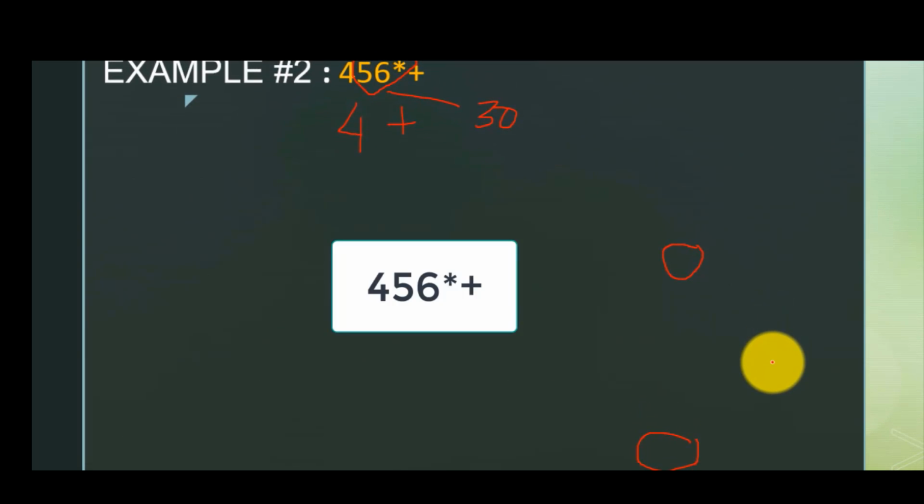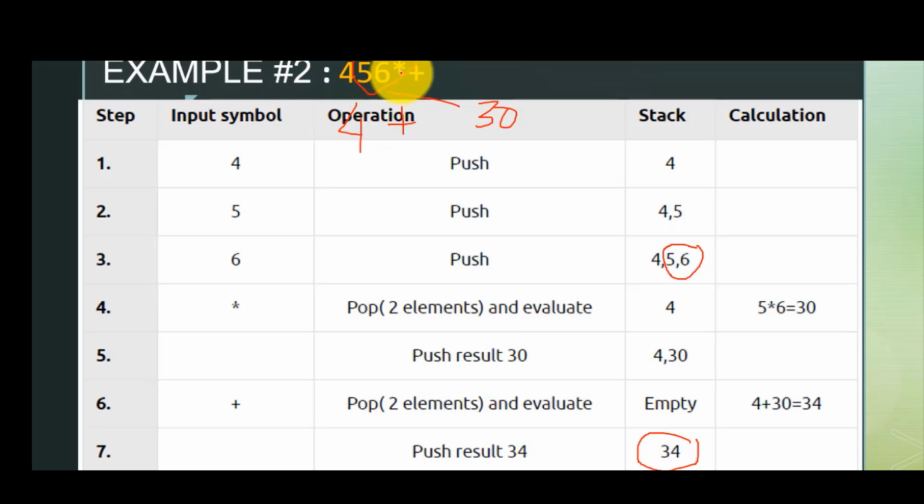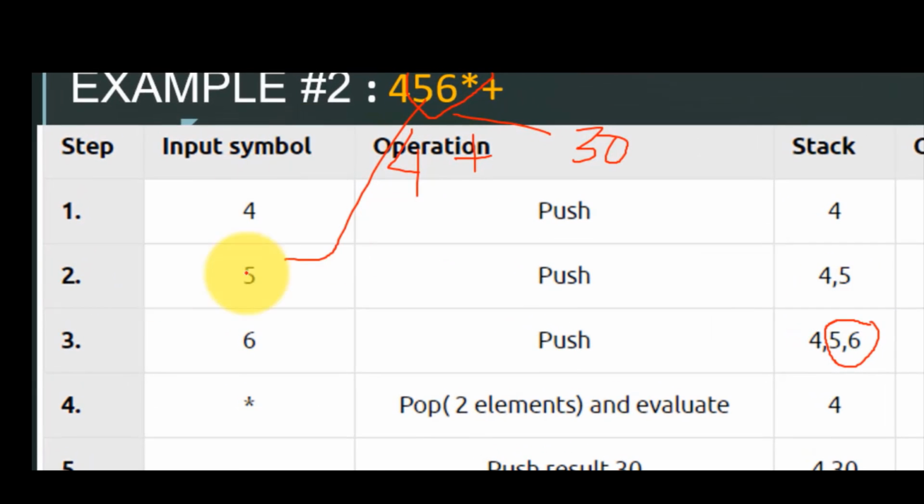Okay, another one. Now, example number 2. We have here the expression 4, 5, 6 asterisk. This is a postfix expression. First, it will put 4 into our stack. Next is 5, pushed into the stack. So we have now 2 operands, 4 and 5. Then 6. Then we have now 4, 5, and 6. Then there is an asterisk here.